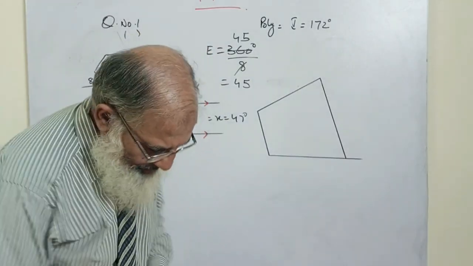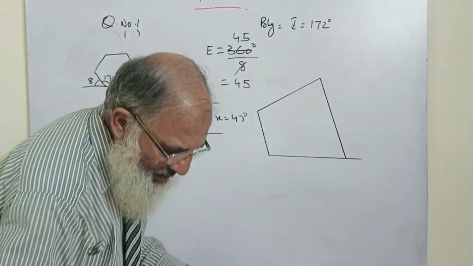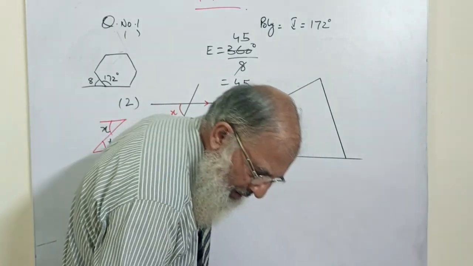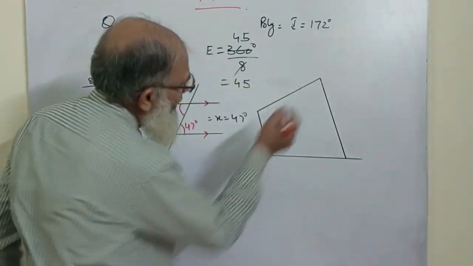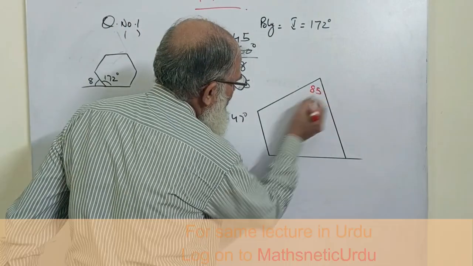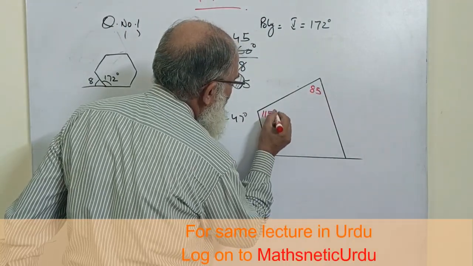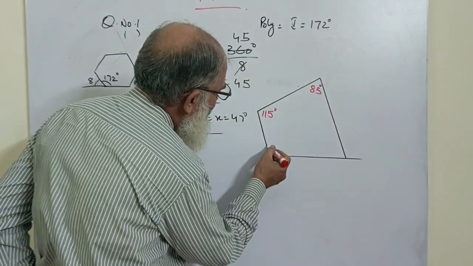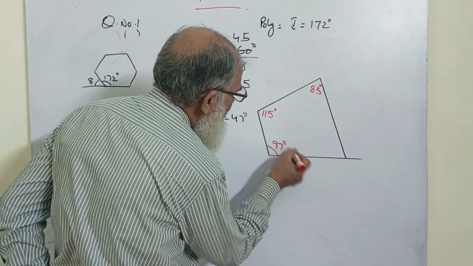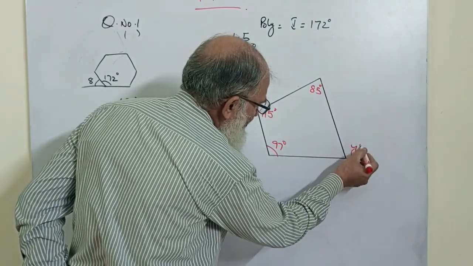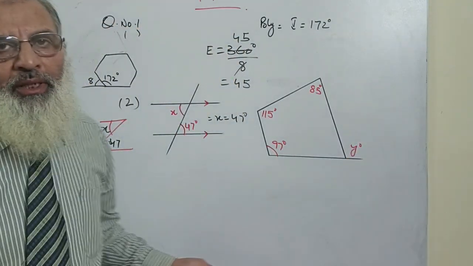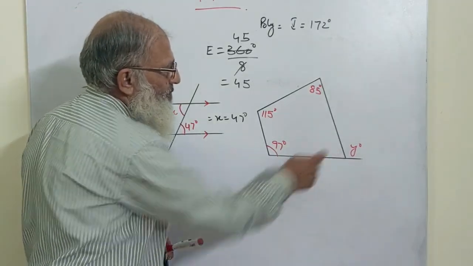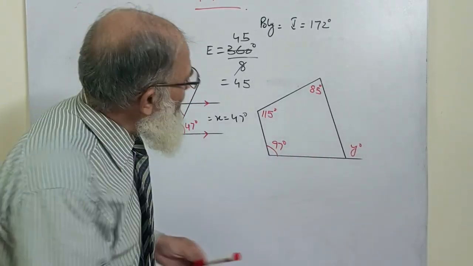It is about a polygon and we have to find one angle out of it. So this is the figure. Let me also write the angles over here: 85 degrees, 115 degrees, and how much is it? 97 degrees. And this angle is asked. It is again very easy, my dear fellows. We'll find this angle.